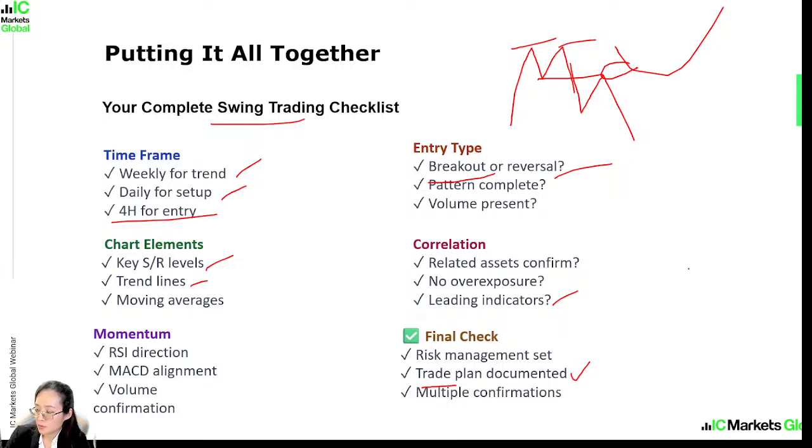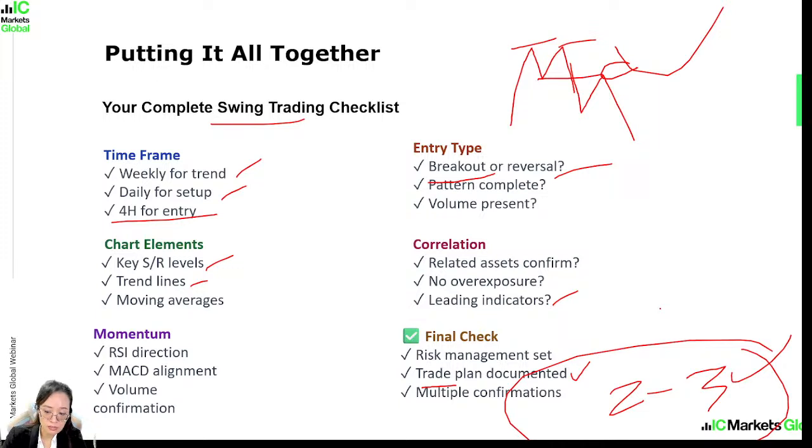Okay, multiple confirmation, at least 2 to 3. Whenever I see 2 to 3 confirmations, I could go for the bigger lot size because it gives me more confidence.